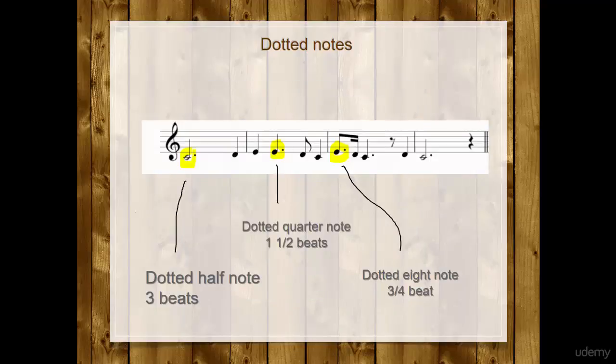You can see this is a small fragment of a song, and at the beginning, you have a dotted half note. So it has to last 3 beats. Then in the second measure, you have a dotted quarter note. So it will last 1 beat and a half. And in the third note, you have a dotted eighth note. So it is 3/4 beat. So it's important to understand and really memorize this, so you will be able to play counting and keeping the rhythm correctly.